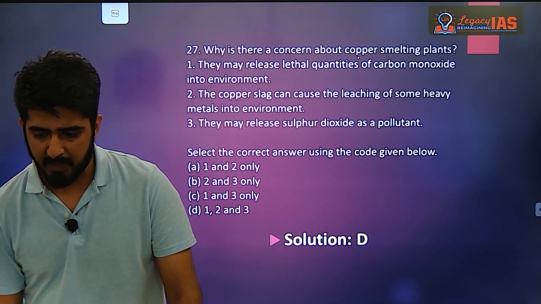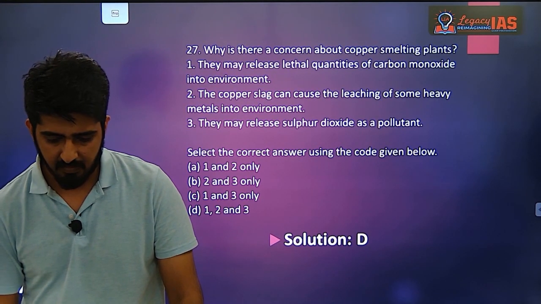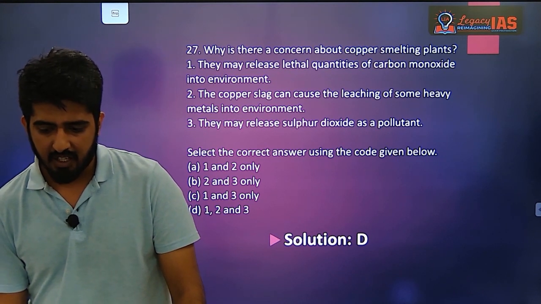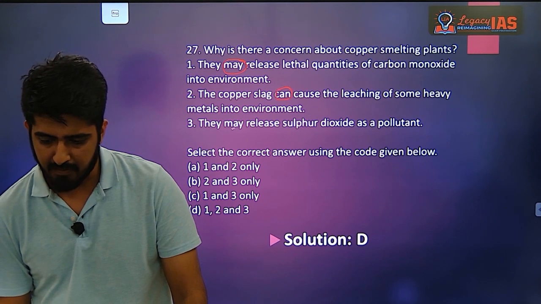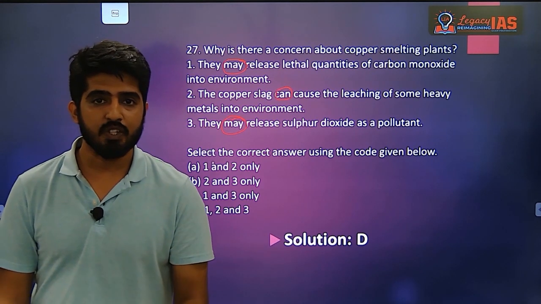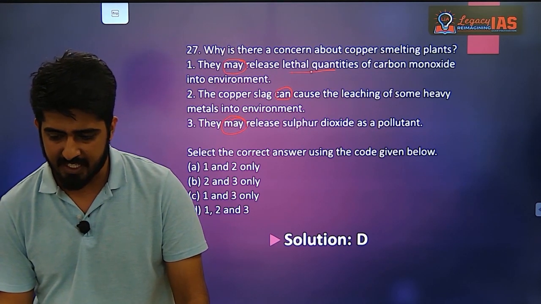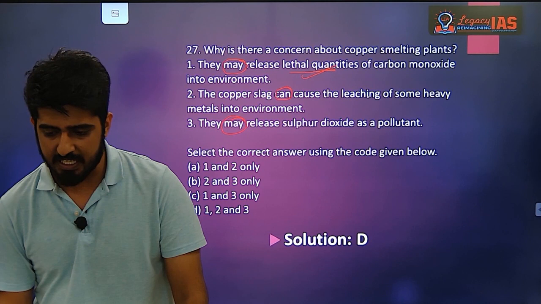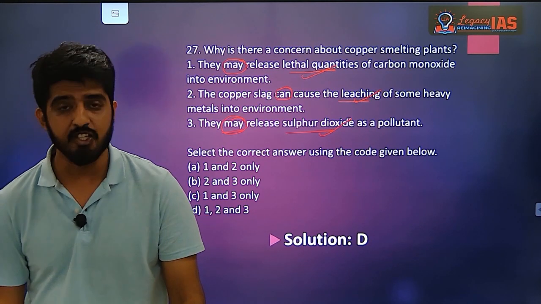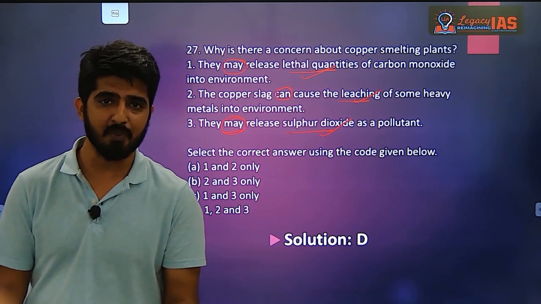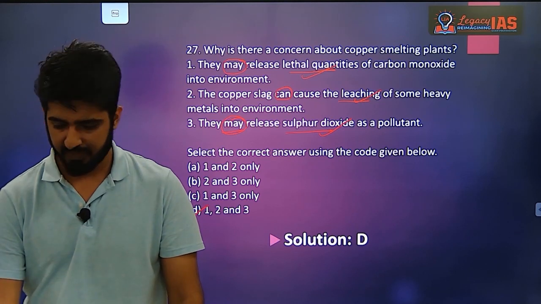27, copper smelting, again related to your environment. So for this, look at these words: may, can and may. So these are all possibilities, open-ended statements. So may release lethal quantities, obviously yes. Can cause leaching, obviously yes. And may release sulfur dioxide. This is also a possibility. So whenever there is a possibility, anything can happen. So the answer would be D, 1, 2 and 3.